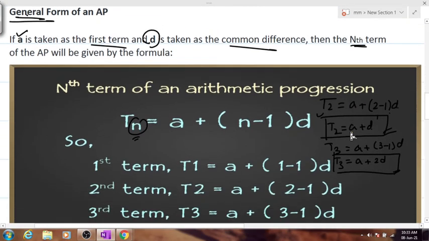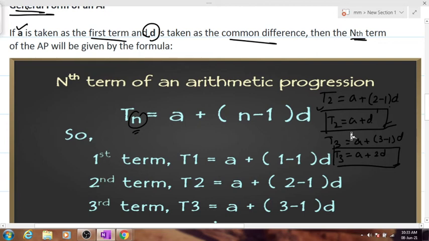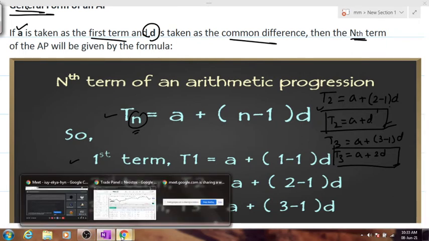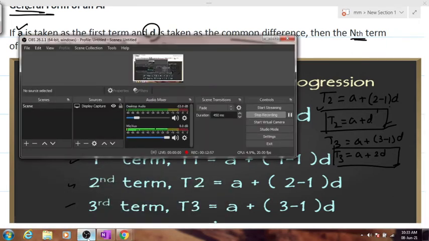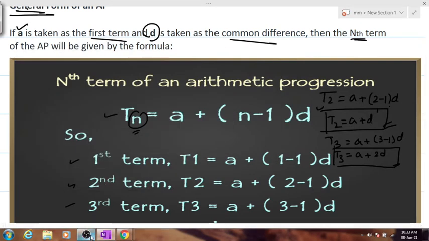Kindly give the topic as general term of AP and then you have to copy the entire thing. Do not copy this one. Just copy from here: Tn, first term, second term and the third term. I'm pausing the video for you all to copy it down. I hope people have understood this much. Yes or no? Yes, sir.